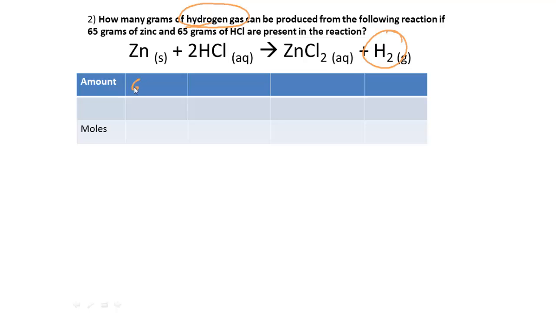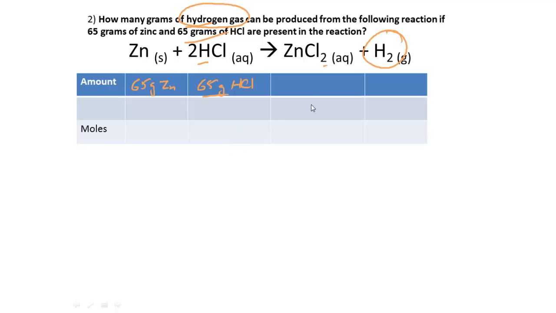But it looks like we have 65 grams of zinc, and we have 65 grams of HCl. So it looks like we're limited in what we have. These are our reactants, right? And this is already balanced, I think. Let's see, 2 H's, 2 Cl's, 2 Cl's, 1 zinc.